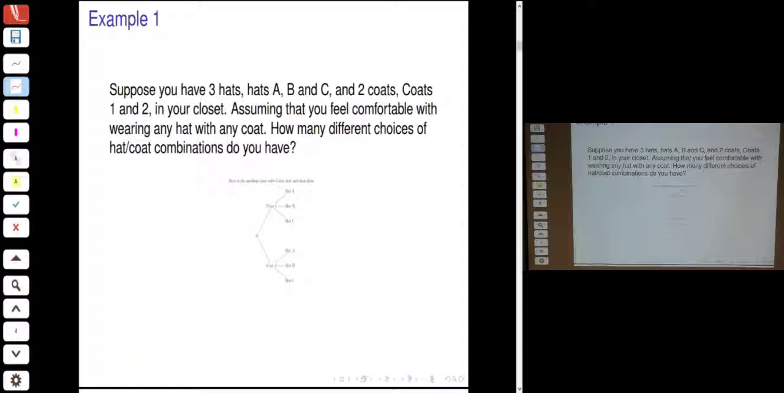I want to find out the total number of possible combinations of coat and hat which I can obtain from these three hats and two coats. Okay, so this is our goal. So how do we do it?